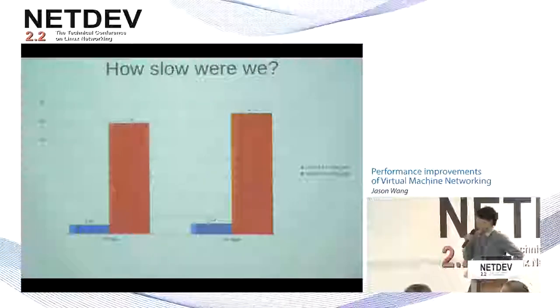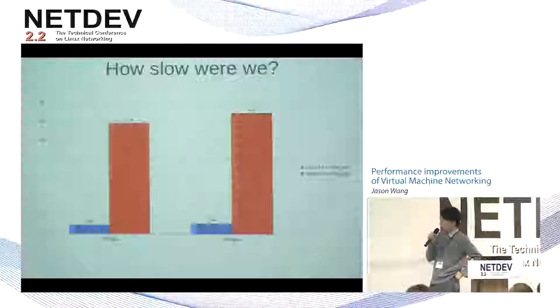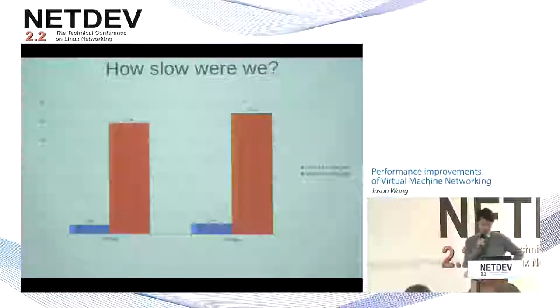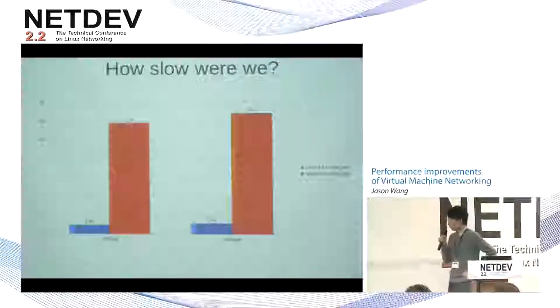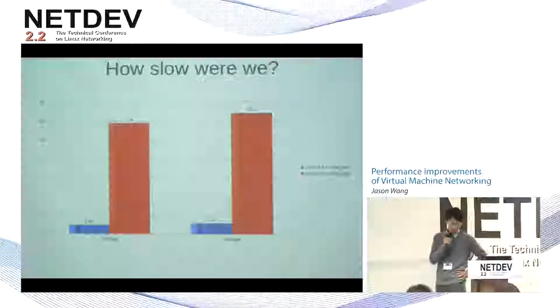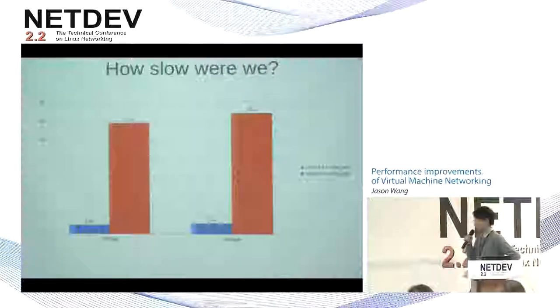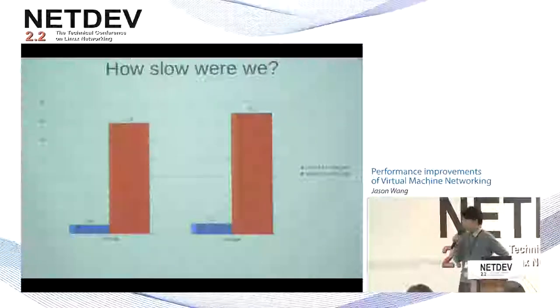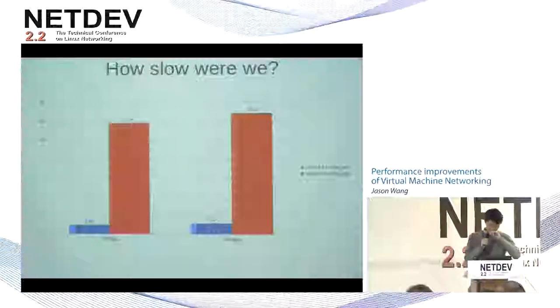So we know that we are slow, but we don't know how slow we are. So this is a simple reference test. The blue bar is Linux 4.5 plus vhost_net, and the red bar is testpmd, which is DPDK based, and it uses the polling mode driver. And we can see that testpmd can get about 12 million packets per second. But with Linux 4.5, we can only get around 1 million.